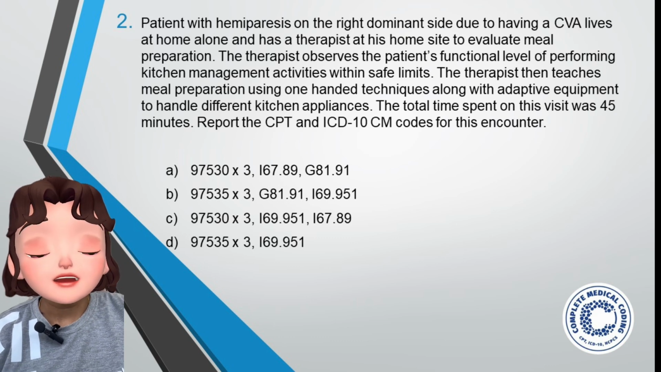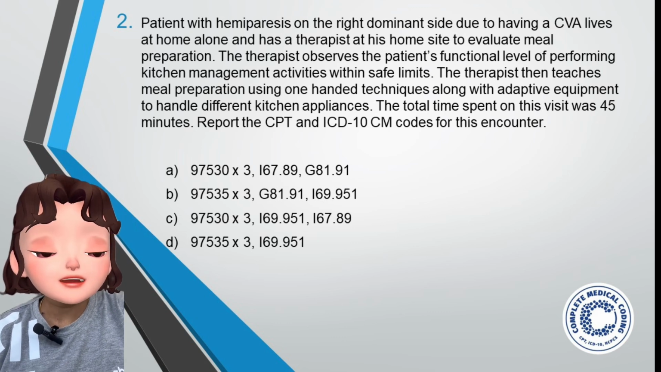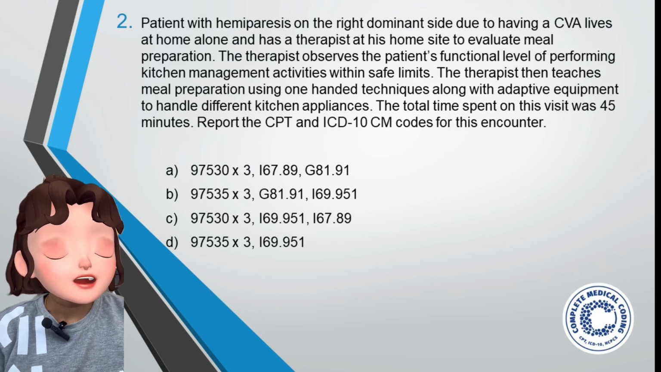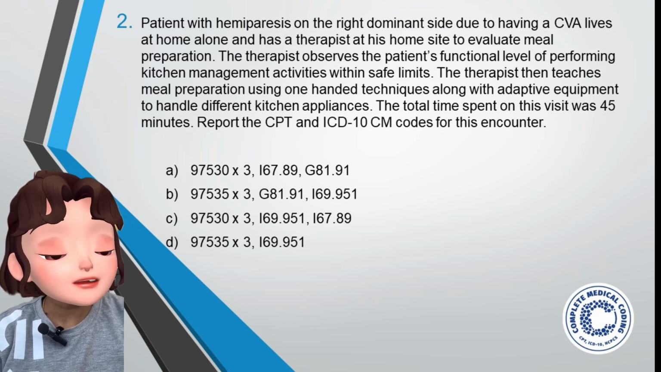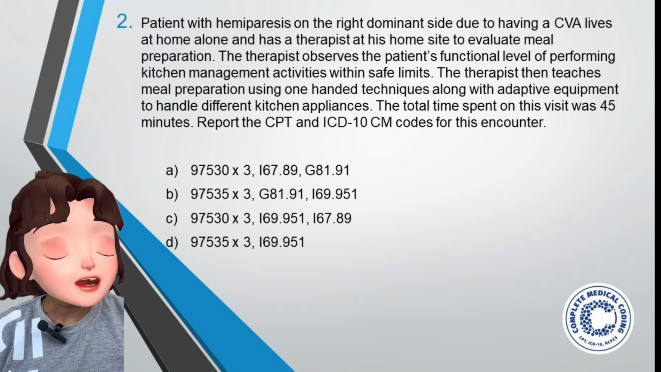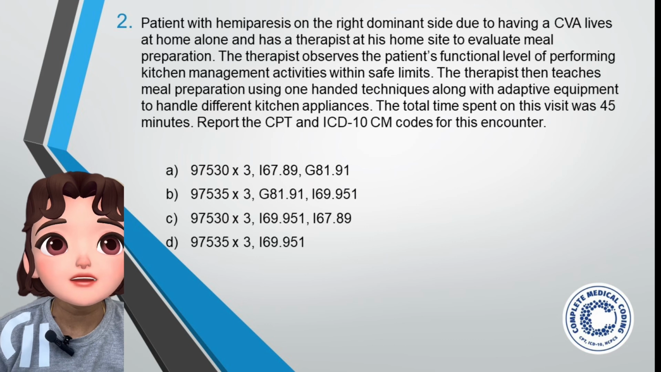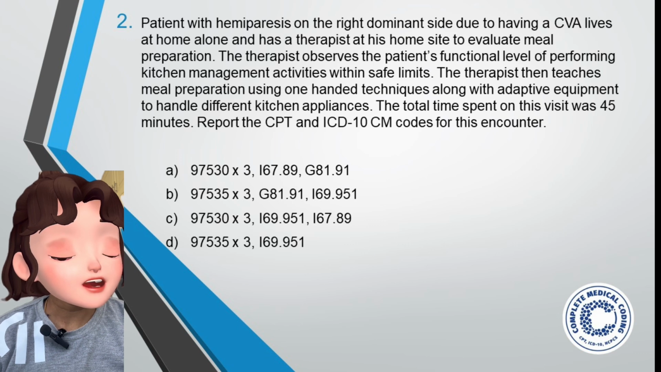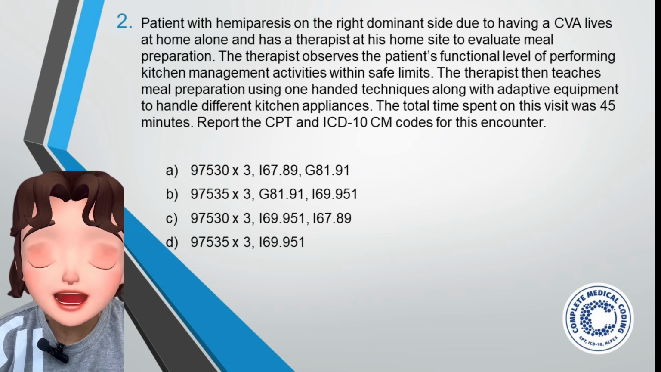But anyway, let's open that G code first. Just go to G81.91. What does it exactly represent? G81.91 represents hemiplegia unspecified affecting a right dominant side. This is also hemiplegia, but we already got the exact diagnosis, hemiparesis affecting the right dominant side.